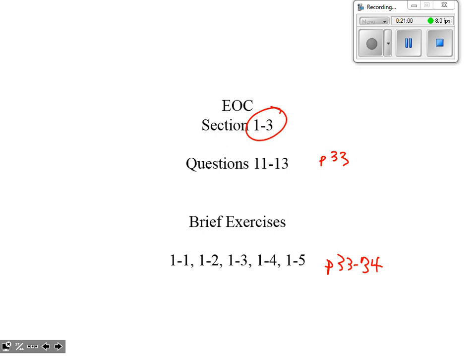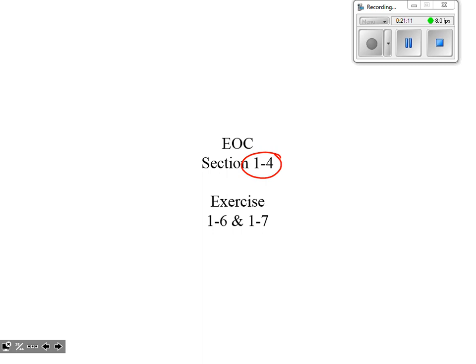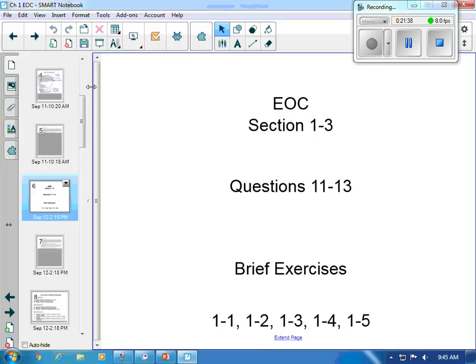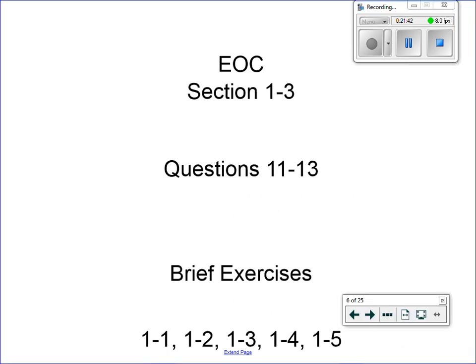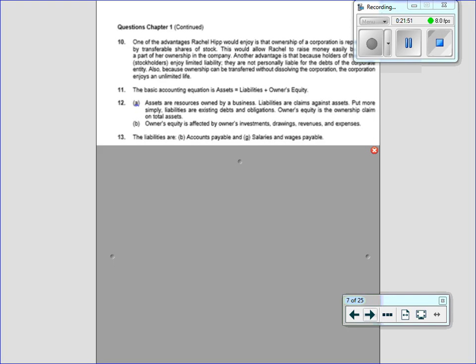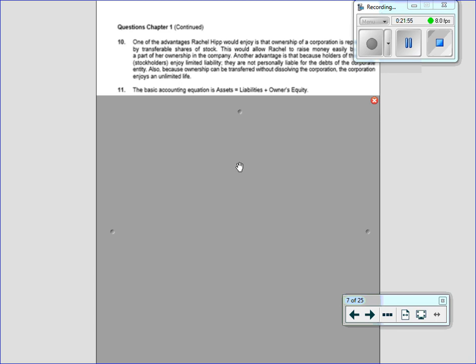Jenna asked a good question about whether we are going to be using those workbook pages. And we should be here eventually. I'll give you the next section, exercises, so we'd keep going, because remember it's questions, brief exercises, exercises. Exercise 1-6 and 1-7 can be found on page 37. Okay. Since we're here together, I'm going to work on them with you together. So let's begin with the questions, and those would be just in your notes. Back to page 33.